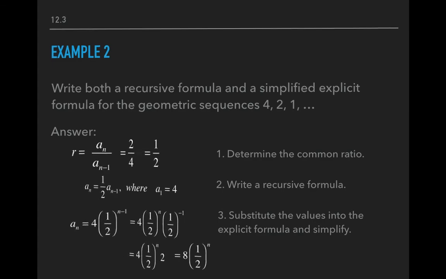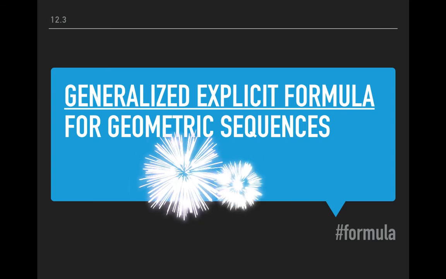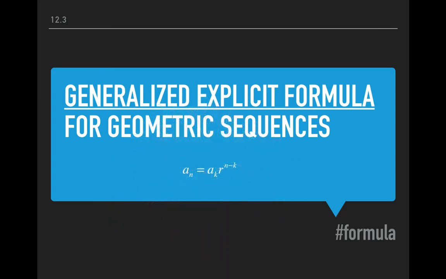Okay? So, what happens if you don't know the first term? What if you just know a random term in the sequence? That's where the generalized explicit formula is fantastic, because instead of the position of 1, we will have the k position. So what we have here, a sub n, which is any term, is equal to a sub k, k being the position, times r to the n minus k. So those k's have to match.